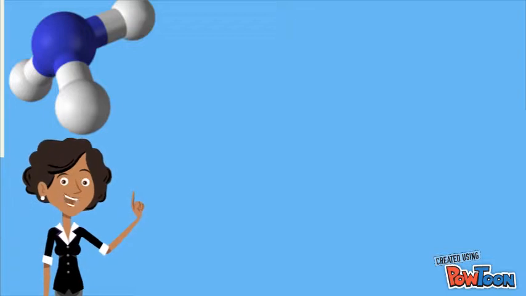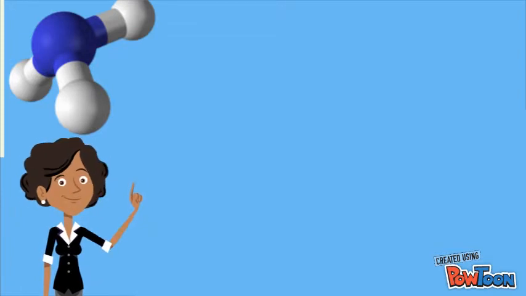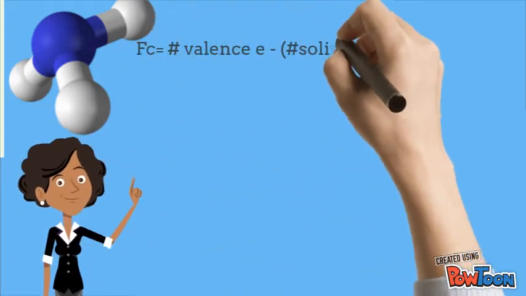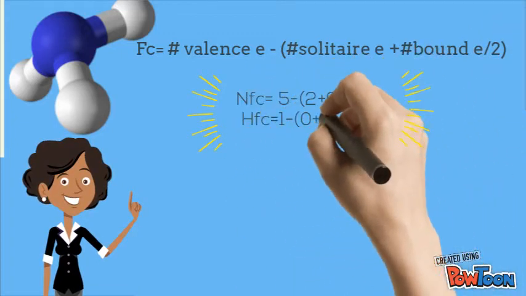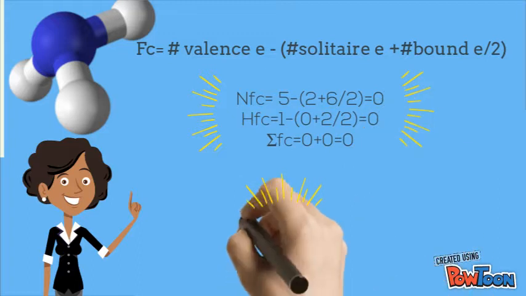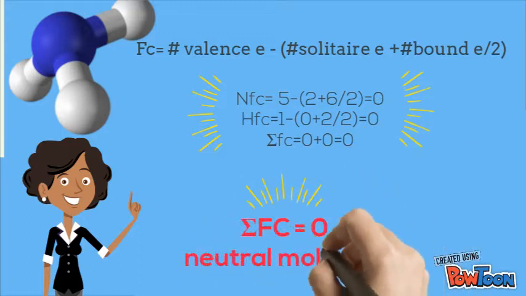Where we observe the following. Remember that the calculation of the formal charge is given by this formula. If we calculate the formal charge of each of its atoms and add them together, we get 0. That's why we say it's a neutral molecule.